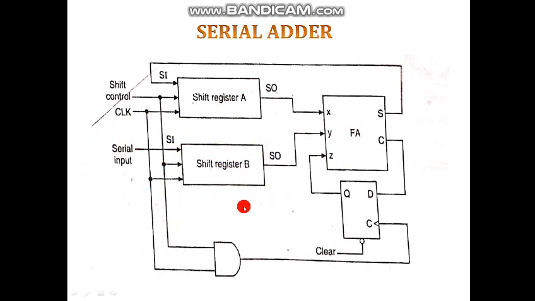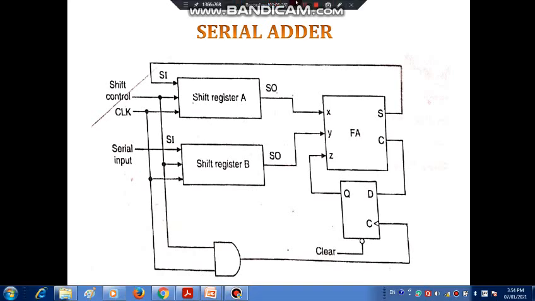Again, one control input is given, because we have to perform this operation serially. The shift control is given to the AND gate, and this AND gate output is given to the clock of the D flip flop. The D flip flop works only according to the clock input being 1 or 0. So the overall operation is done in a serial manner, due to which this adder is called a serial adder. In this way, the serial adder works.